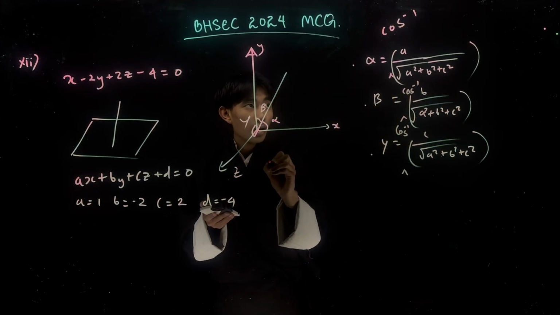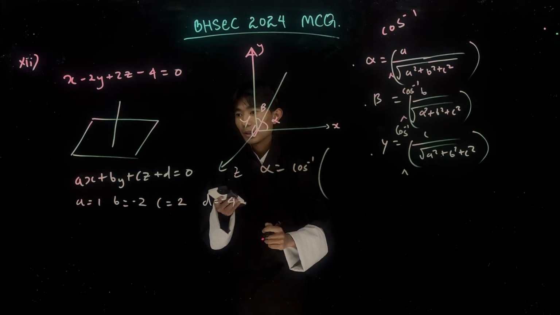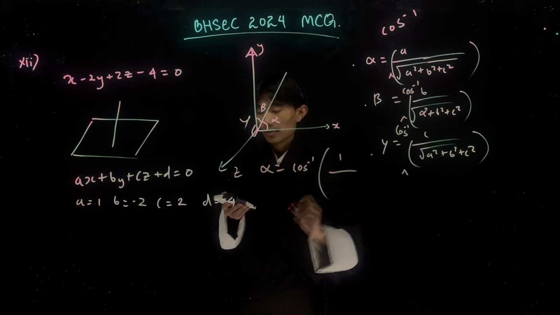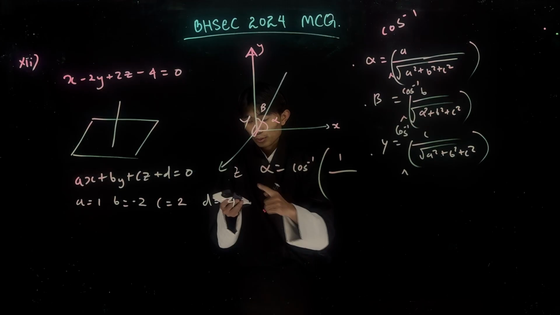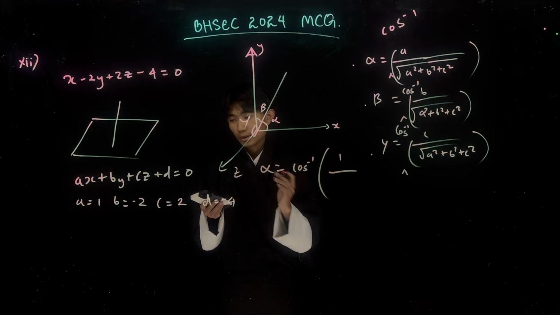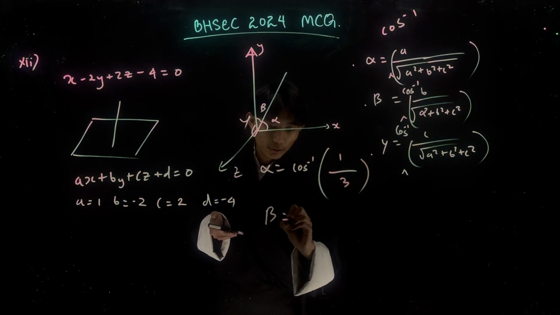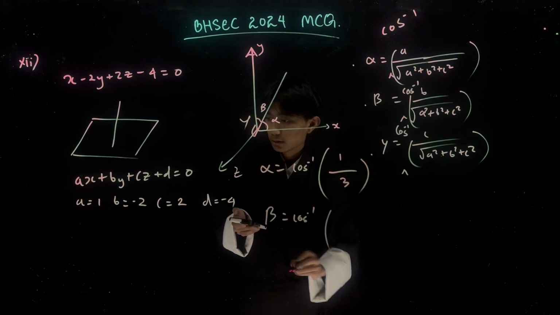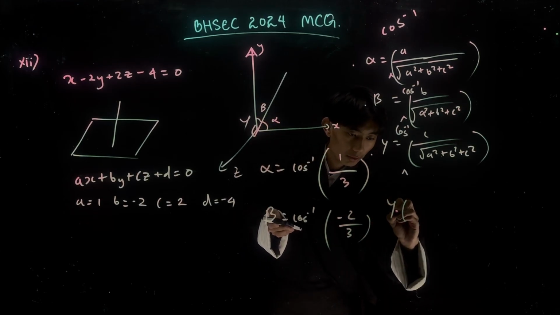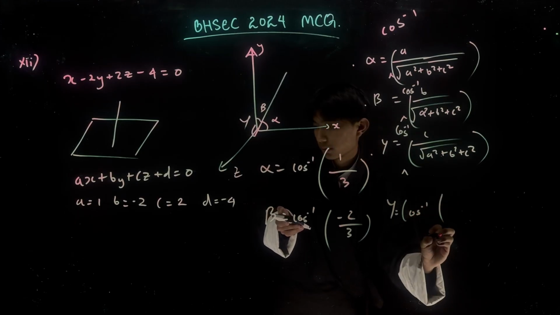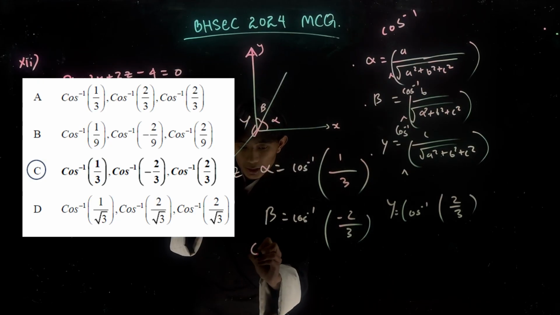So for alpha, that is equal to cos inverse. We'll have a as 1 divided by root of a squared plus b squared plus c squared. That will be 2 squared, so 4 plus 4 plus 1, that will be 9. Root of 9 will give us 3. And beta will be cos inverse of negative 2 by 3, and gamma will be cos inverse of 2 by 3. So that will be option C in your question.